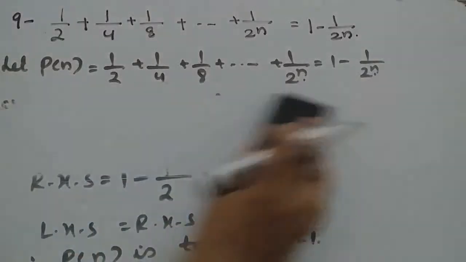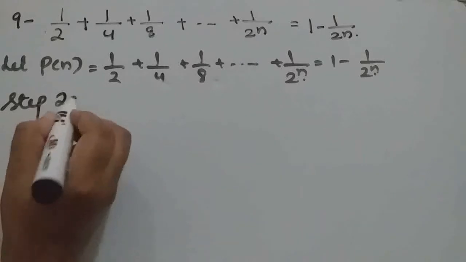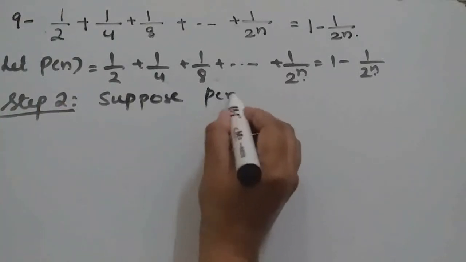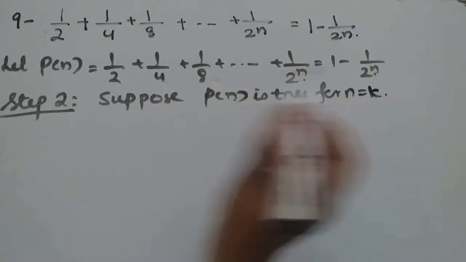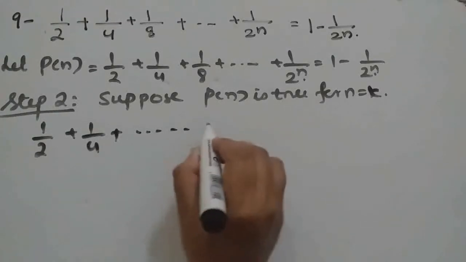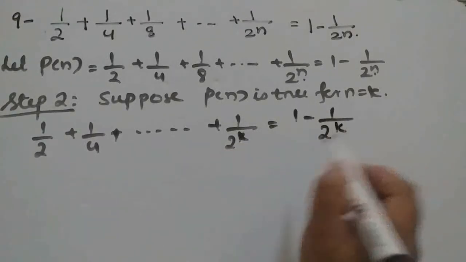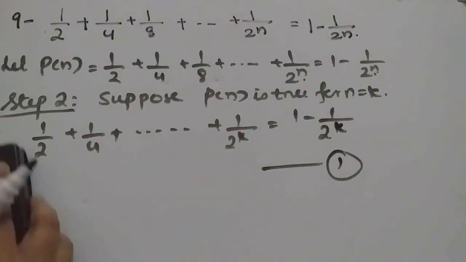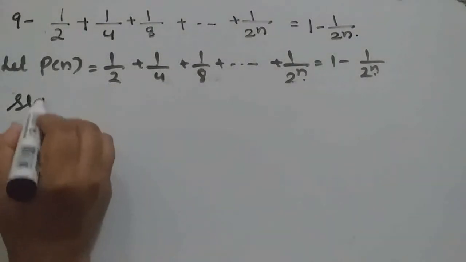Now step 2. Step 2 is what? Step 2 is, suppose this statement is true for n equal to k. So that is 1 by 2, 1 by 4 up to 1 by 2 power k equals 1 minus 1 by 2 power k. Equation 1. Okay, now step 3.